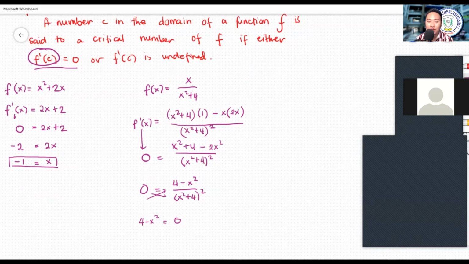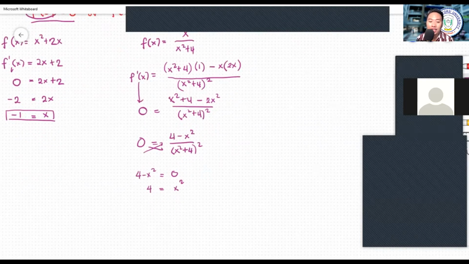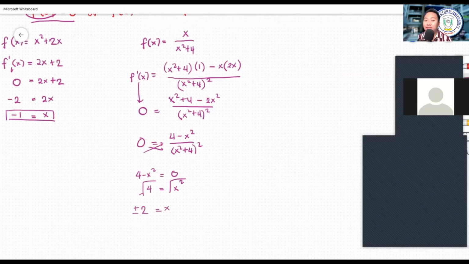Solving this time, we have 4 equals positive x squared, transferring negative x squared to the other side. Getting the square root of both sides of the equation, we would get x equals plus or minus 2. So the critical value, guys, the critical value is x equals plus or minus 2.